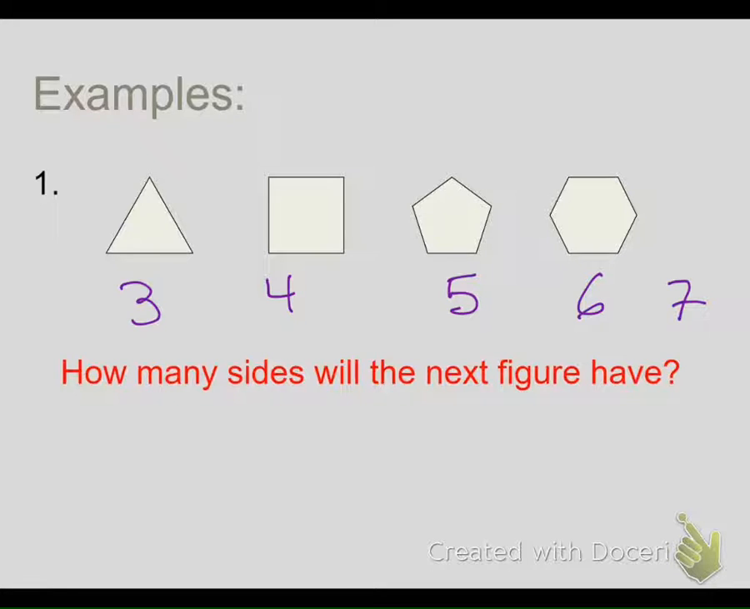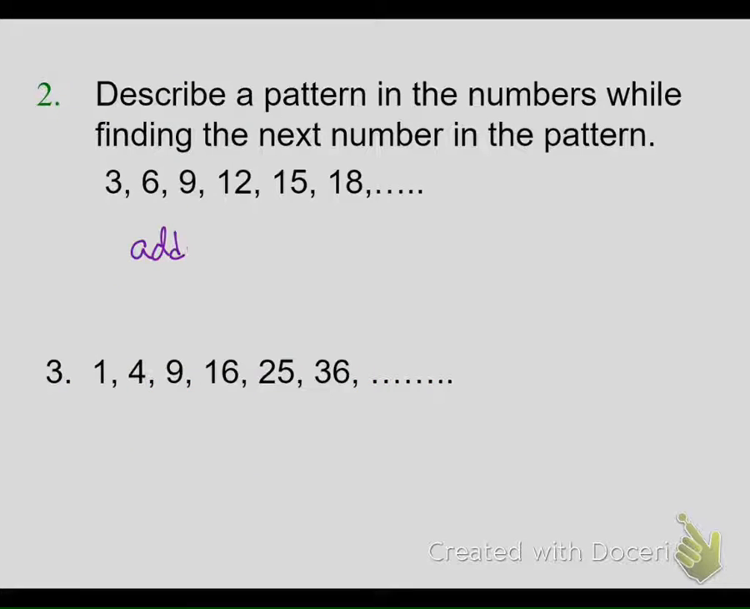So how many will the next figure have? 7 sides. So for that one, we're adding 3 to the previous number. Can somebody else tell me what the next number is? Yep, Kevin? 21. So the next one's going to be 21.